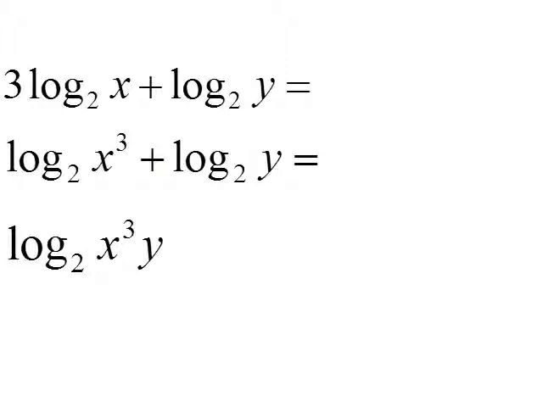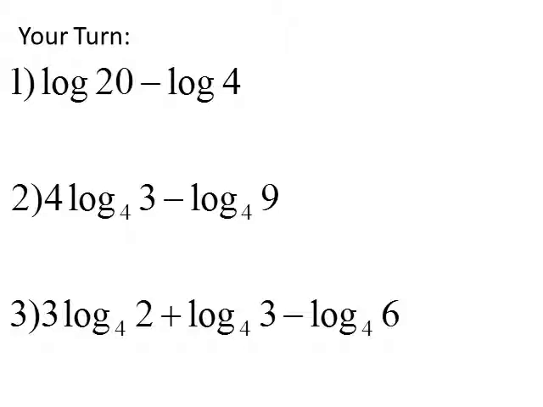So here are some example problems. If you did these, I'll give you the answers to see if you did them right. Okay, we're going to start with the first one. That's log of 20 minus log 4. You're going to use the quotient property, and you just come up with log 5.